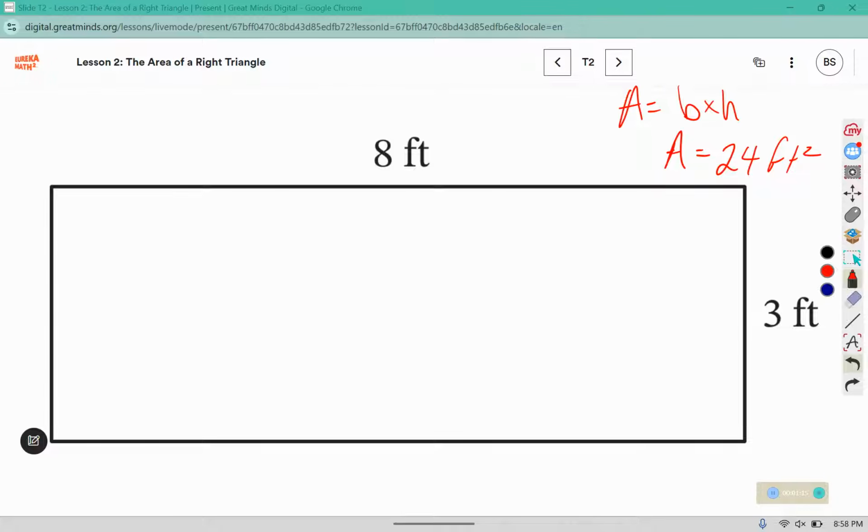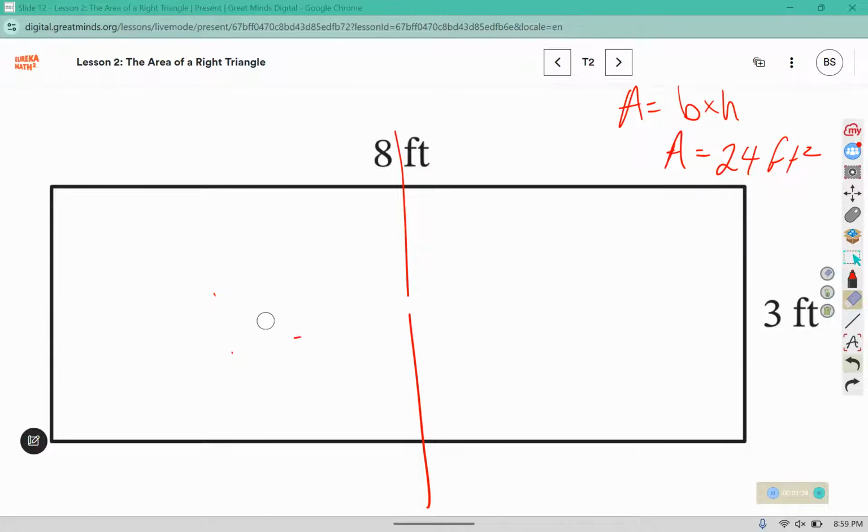If you cut the rectangle exactly in half, what would you expect the area of each piece to be? So if we cut it in half, what would each piece be? If the total area is 24, we would expect each piece to be 12 because 12 times 2 is 24.